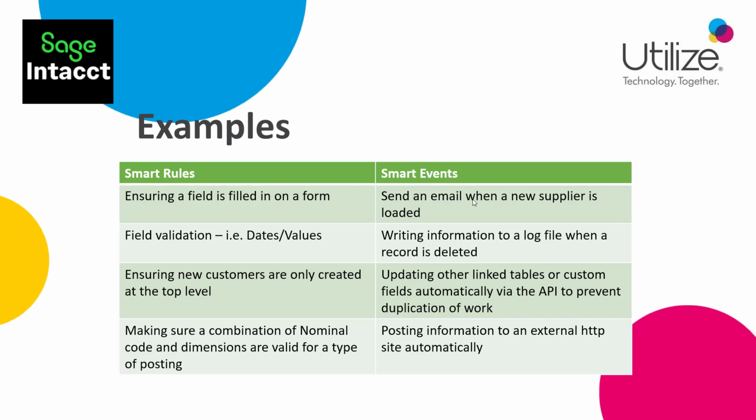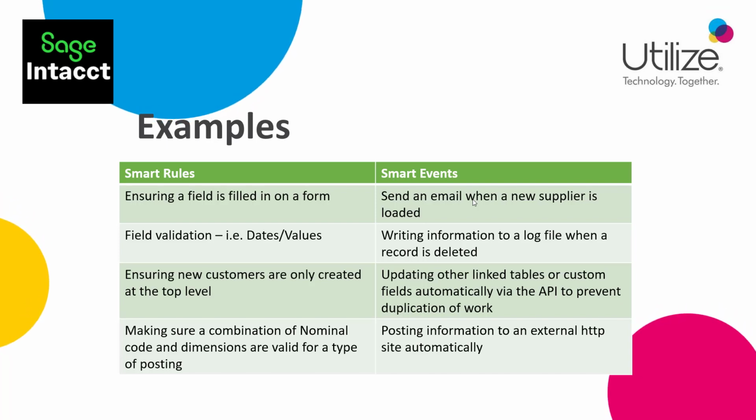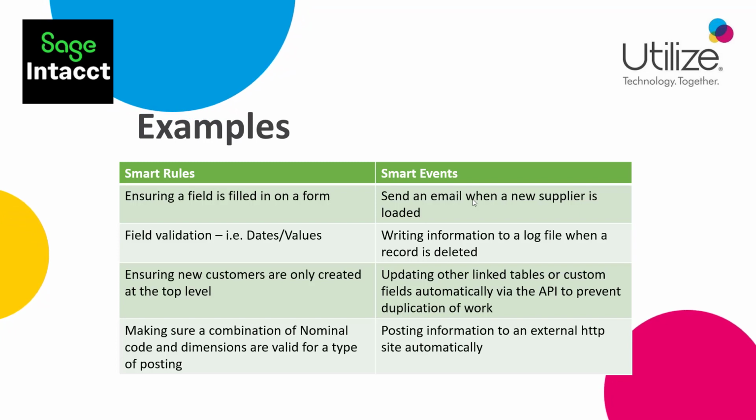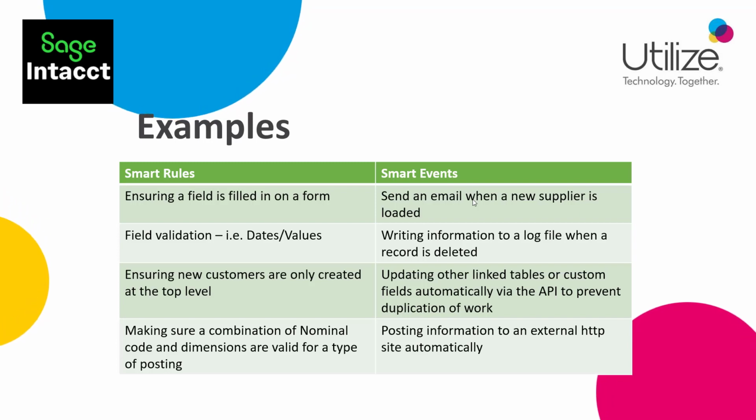And some examples of smart events might be that, as I mentioned earlier, when you set up a new supplier, it will send an email to someone in the purchase ledger department to check that it's set up correctly. Or it might write some information to a log file when someone changes some bank details on a supplier. Or it might update other tables within Intacct when you're entering, for example, a sales order and you want it to update a record or a field on a customer record.